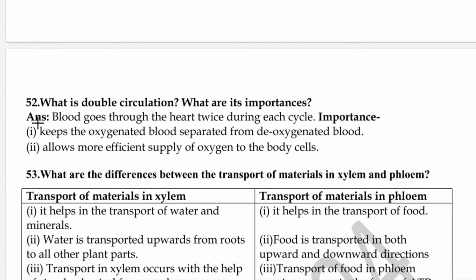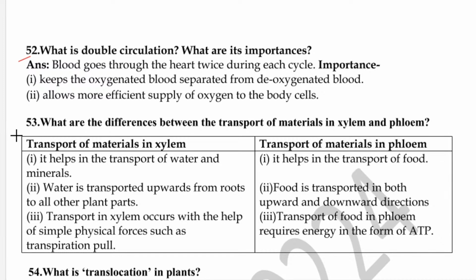Next question. What is double circulation? What are its importances? Blood goes through the heart twice during each cycle. The importance is it keeps the oxygenated blood separated from deoxygenated blood. And the next one is it allows a more efficient supply of oxygen to the body cells. Question number 53.